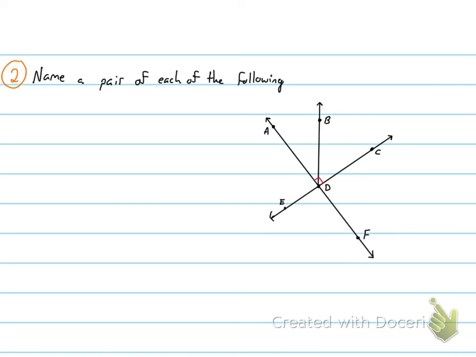Finally, let's say we have a diagram like this and we want to name a pair of each of the following. To start here, let's begin with complementary angles. This might not be the only pair in here, but I just want to find one. Here I can see that right angle, so I'm going to focus on that. Angle ADB and BDC look like they would be complementary.